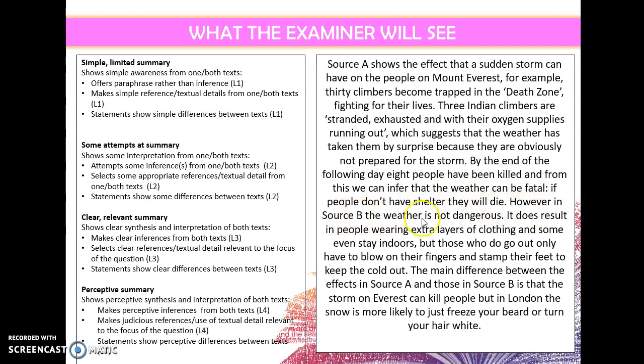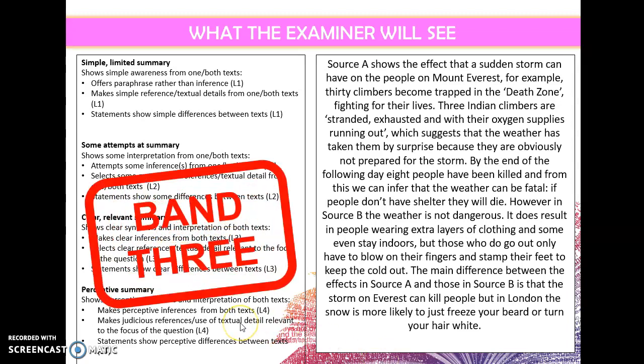However, in source B, the weather is not dangerous. It does result in some people wearing extra layers of clothing and some even stay indoors, but those who do go out only have to blow on their fingers and stamp their feet to keep the cold out. The main difference between the effects in source A and those in source B is that the storm on Everest can kill people, but in London the snow is just more likely to freeze your beard, again, or turn your hair white. So you can see that inference is there, and that's why this candidate gets into band 3.